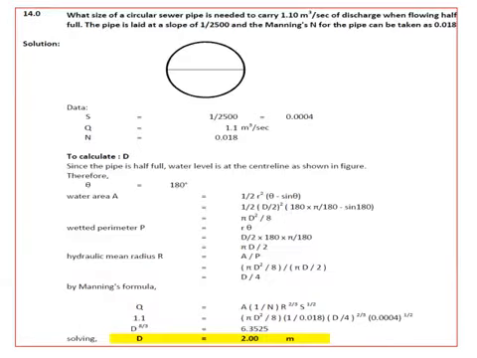Now coming to the problems of circular sewer pipe, where you have to find the size of the circular sewer pipe. That means you have to find the diameter or the radius. Here the discharge is given, which is 1.1 meter cube per second when flowing half full. That means it is exactly half.